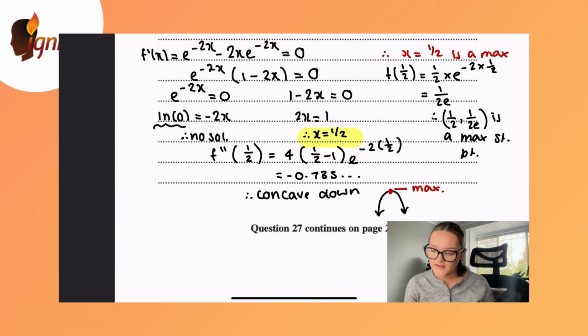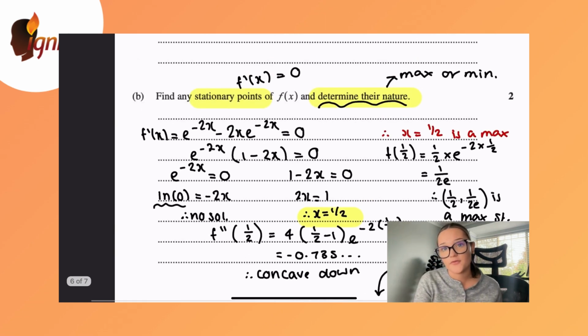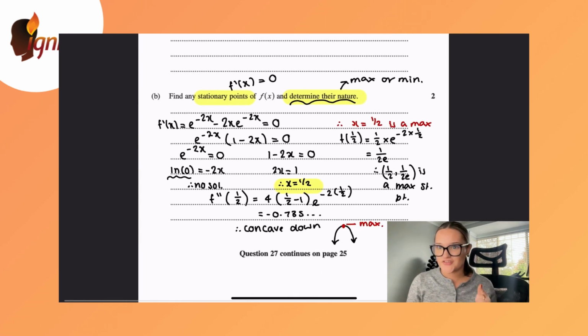Here you get 1 mark for finding the x value or the coordinates, and you get 1 mark for testing the nature there. So that's how we can use the first derivative and the second derivative just to find the stationary points.